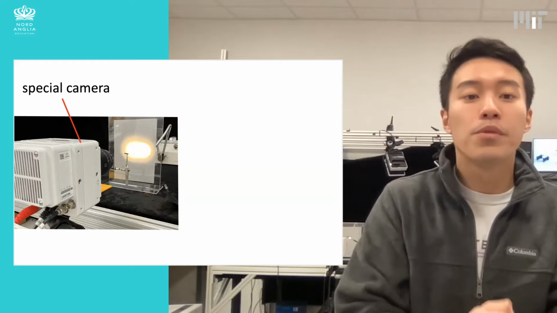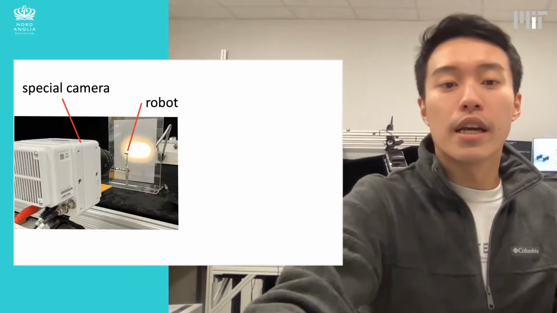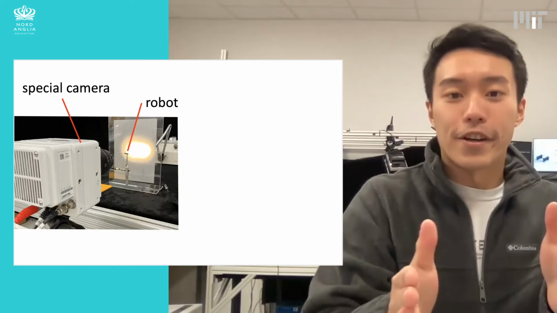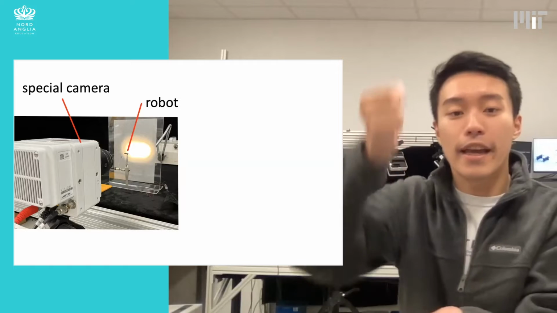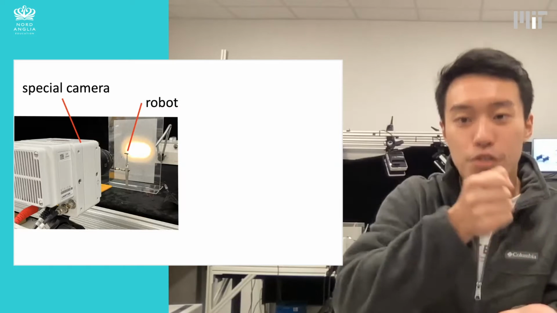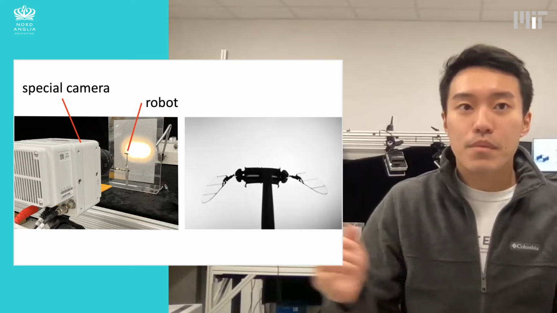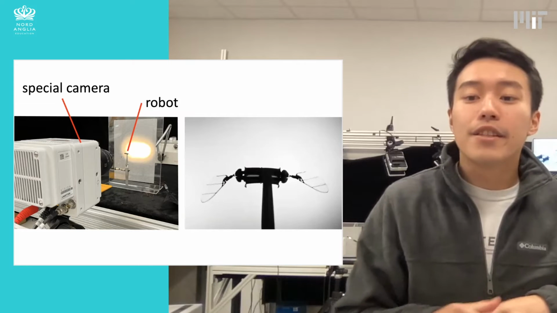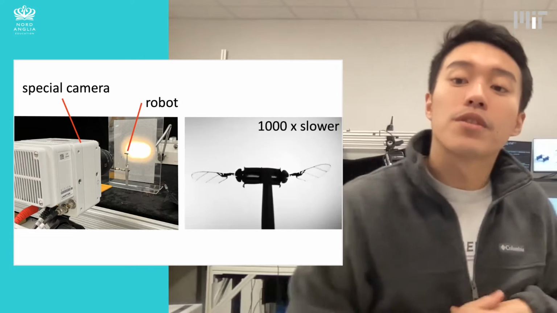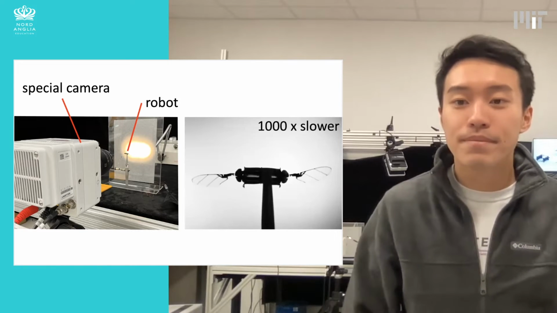So what we're gonna do is put our special camera there and our robot there. Then you press the button and say, "Hey, flap," and "Hey, trigger." After that, this is the video you're gonna get, a beautiful flapping motion. And this video is actually 1,000 times slower than what actually happened.